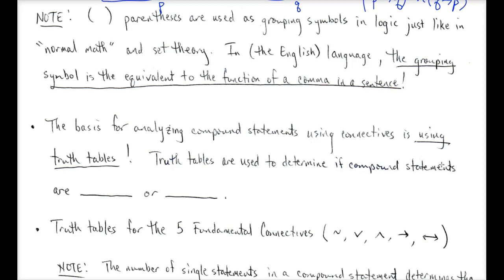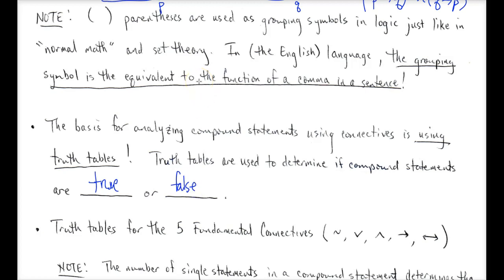So the basis for analyzing compound statements using connectives is using truth tables. And so we're going to go over what a truth table is, what it looks like, and what it does to help us. So at the end of the day, truth tables are used to determine if compound statements are true or false. So again, the main focus is to figure out if a statement, whether it's a simple one or compound one, is going to be true or false.